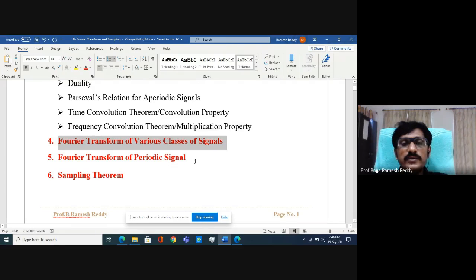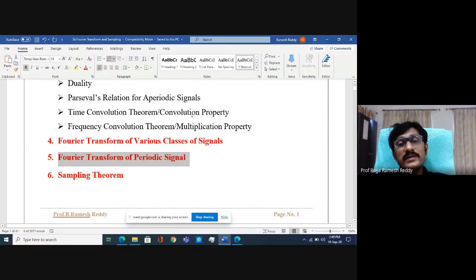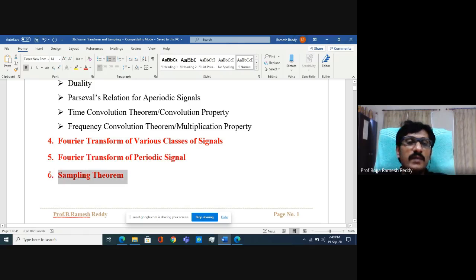And Fourier transform of periodic signals. This is another thing. Actually, Fourier transform is used for aperiodic signals. For periodic signals, we can use Fourier series. But Fourier transform is also used for periodic signals. We will see how to use Fourier transform to evaluate the frequency domain of a periodic signal. Finally, we'll see the sampling theorem, how to apply it to convert a given continuous time signal into a discrete time signal, and analysis of samples in the frequency domain. We'll see all these things in this module.